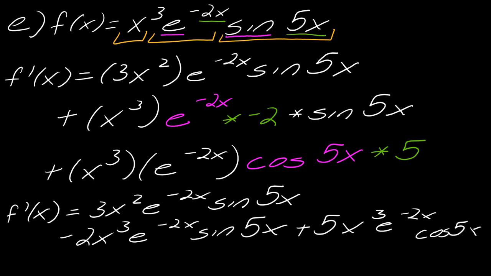Let's see, I'm running out of room here, but cosine of 5x. Okay, and you could, once again, factor some things out if you wanted to. Looks like you could factor out at least x squared and e to the negative 2x. I'm just going to leave it at this, but there are other ways you could write this.